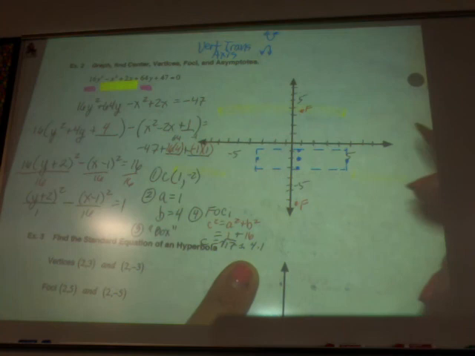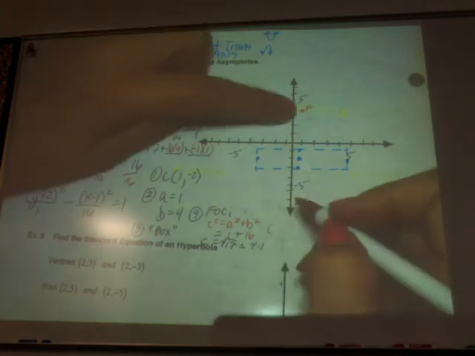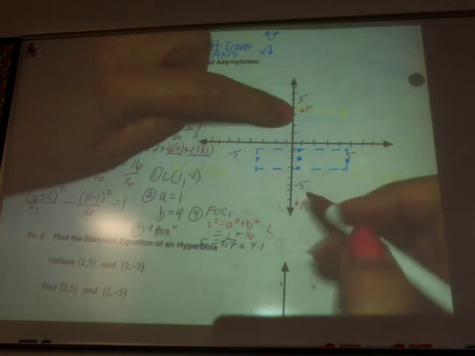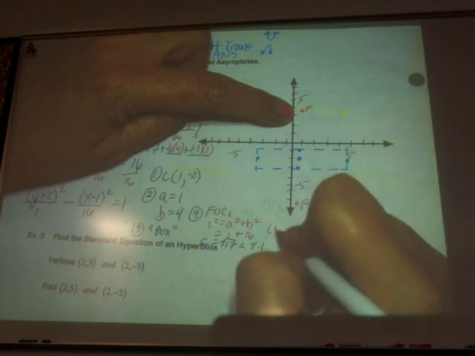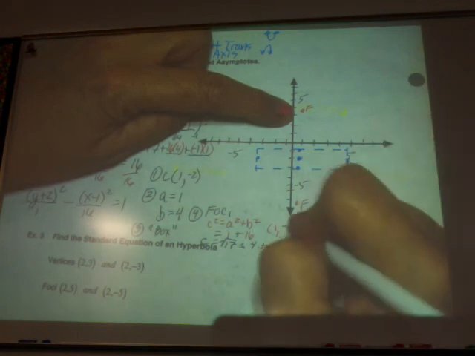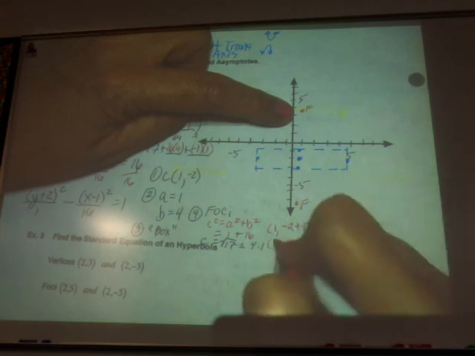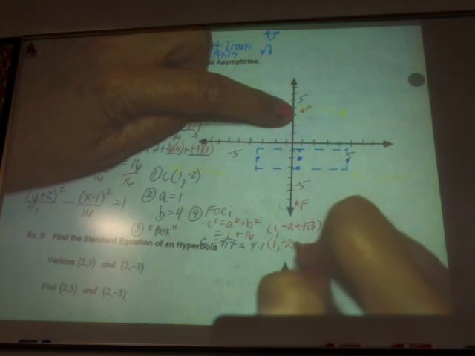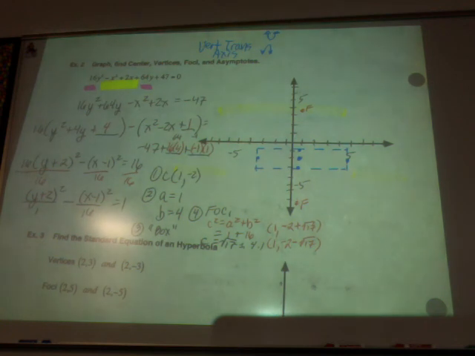So how would I write the ordered pairs of those? So what's this one? What's its x value? How far to the right did I go? 1. And then remember we went from here, so what's the y value of the center? -2. And then didn't I add the square root of 17? Right? And then the other one, wouldn't it be 1 comma -2 minus the square root of 17? So if you had to write the equations of the foci, remember you're starting from the center.